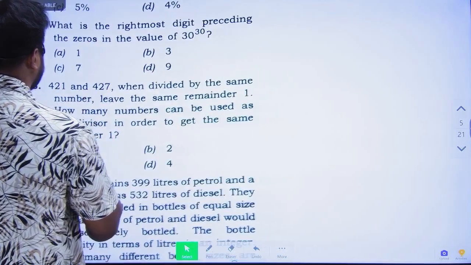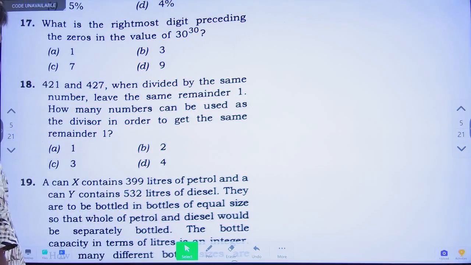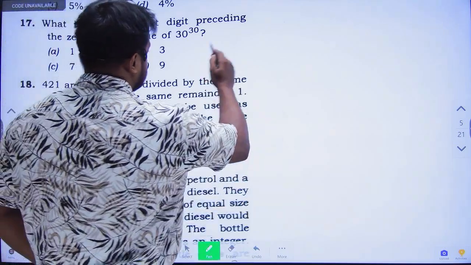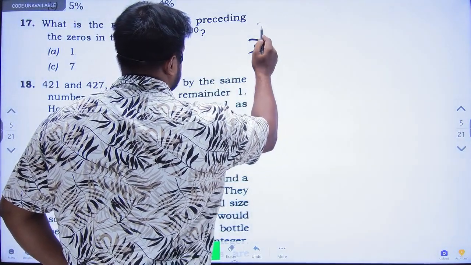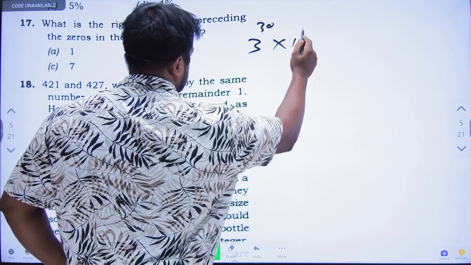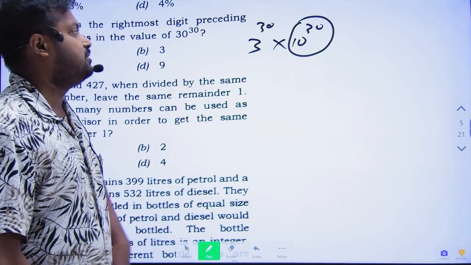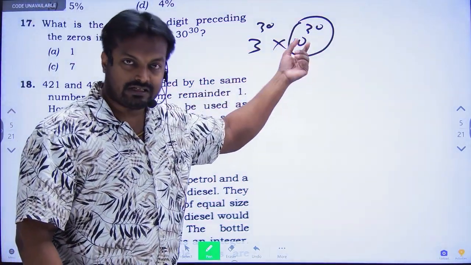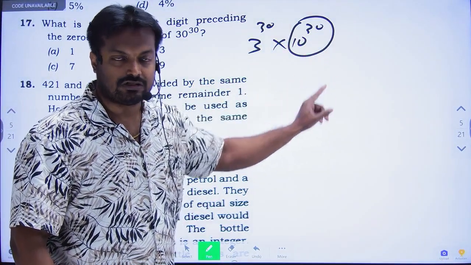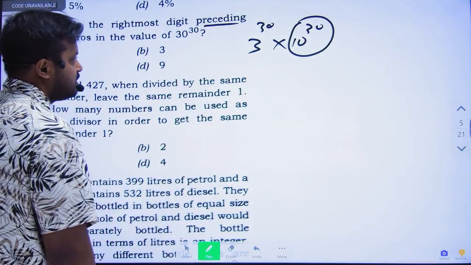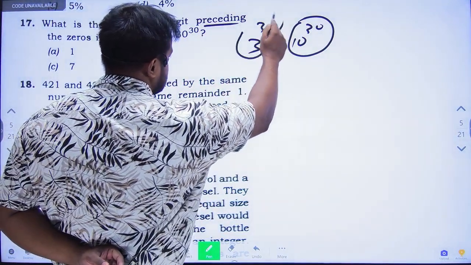Question number 17. What is the rightmost digit preceding 0 in the value of 30 to the power 30? So I can write 30 to the power 30 as 3 to the power 30 into 10 to the power 30. 10 to the power something corresponds to the part of trailing zeros. We need the digit preceding the zeros, so we have to consider this part.